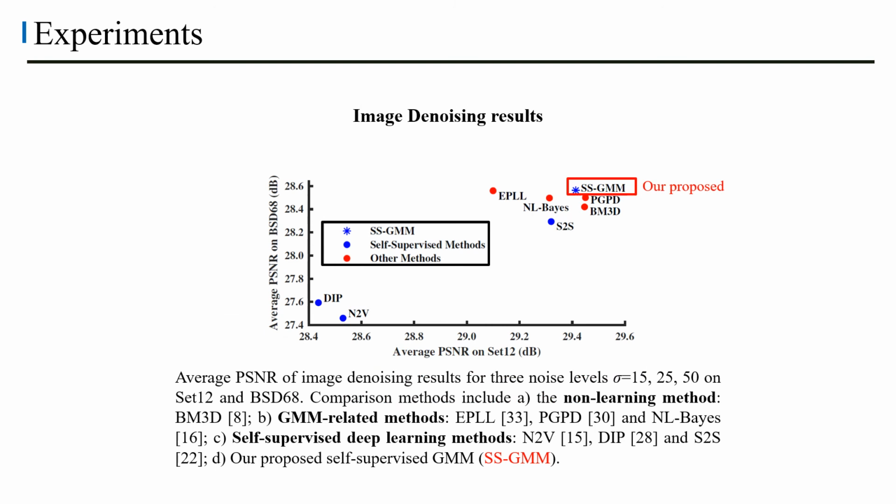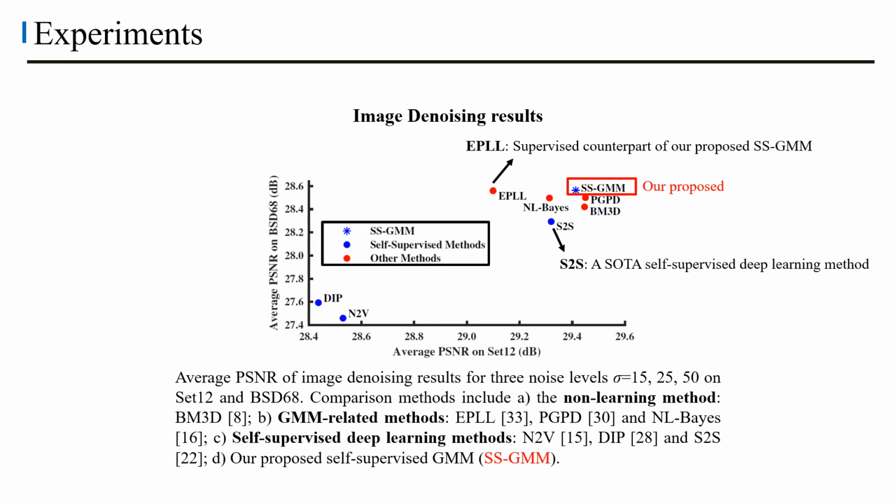This figure shows the average performances of different methods on 2 sets of images. Among the self-supervised methods involved in the comparison, ours is the best. It outperforms the method S2S, which is the SOTA self-supervised deep learning method. Also, ours outperforms the method EPLL. This is very interesting, since this method can be regarded as the supervised counterpart of our proposed self-supervised method. The advantage of ours over these two methods can demonstrate the effectiveness of our proposed method.